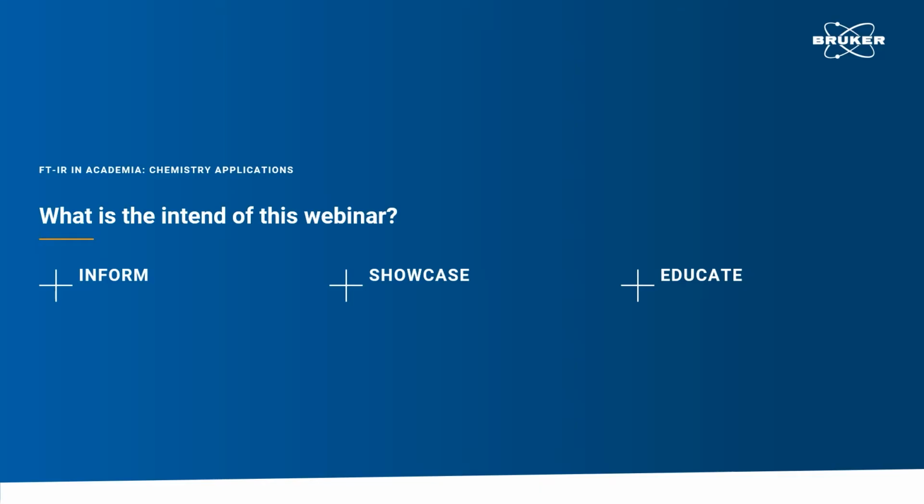But what is the general intent of this webinar? Well, we mainly want to do three things. First, we want this to be an informational piece. We will give a very broad overview across the FTIR applications in chemistry, and occasionally we will also dive into the application a bit to explain the greater picture a little better. By doing this, we hope to draw a clear picture of IR spectroscopy, where it is really good at, and how to apply it in your own research.